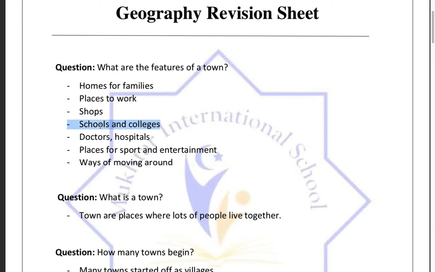For schools and colleges, as you guys go to MIS, Mukhtar International School, towns need schools and colleges, so the youngers go and study. They will have their educational life over there. As the elder people will have places to work, the youngers will be having schools and colleges to go to. If you got sick, you will need the doctor, and you will need to go to the hospital. So one of the features of the towns, hospitals and doctors.